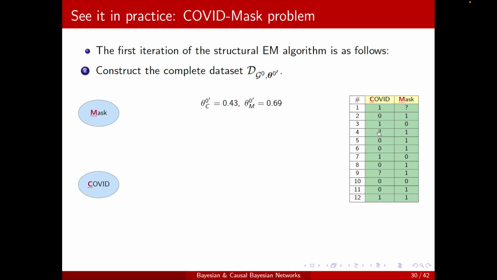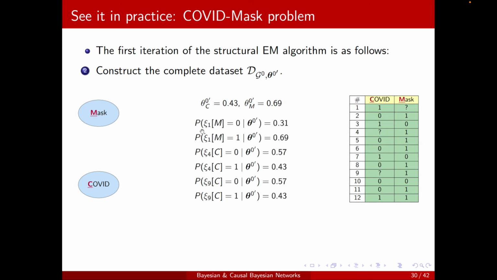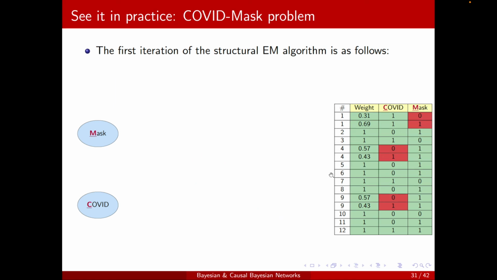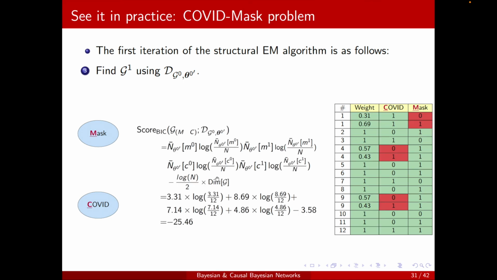So how do I fill in the data set? Again, I will calculate the probability of each instance based on these ones. And I will get the extended data set, and then I will find the next structure that I will move to. So here we have not many structures. I basically need to check only 2 because 2 of them will have the same score.